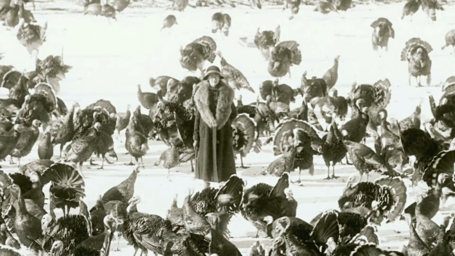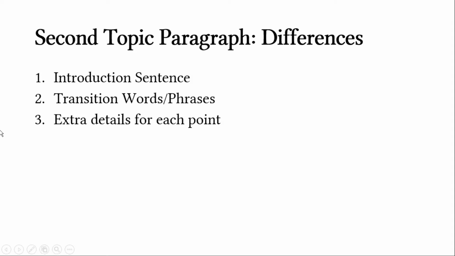Now let's take a look at our 3 criteria. The criteria for our second topic paragraph are basically the same as the criteria for our first topic paragraph. This time we're looking at differences, and once again we're going to look for an introduction sentence, we're going to look for transition words or phrases, and as I mentioned at the beginning, we're going to look for extra details for each point. Those are the things that add richness to what we're writing. Because we're not just making a grocery list, we're writing an article, and the difference between a list of things and an article is sometimes just those extra details that you're putting in.